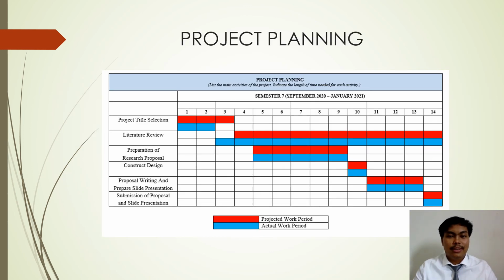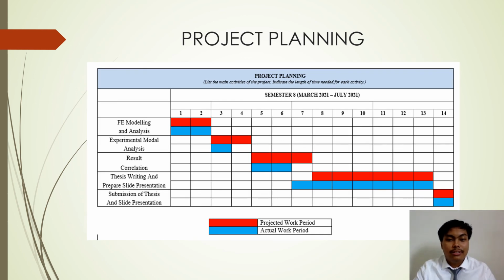Lastly, project planning. This is the project planning for this semester, which consists of project title selection, literature review, preparation of research proposal, constructing the design using CATIA, proposal writing and preparing slide presentation, and lastly, submission of proposal and slide presentation.